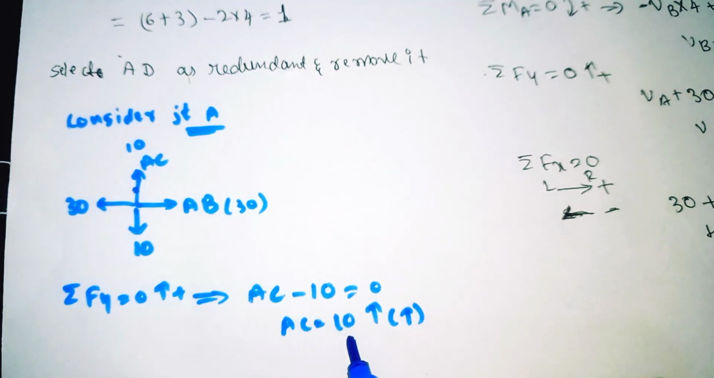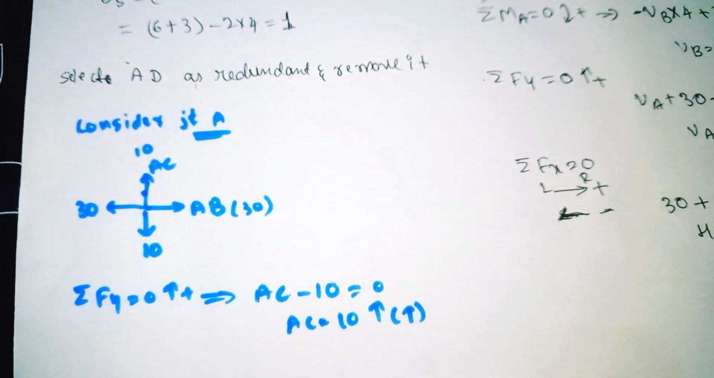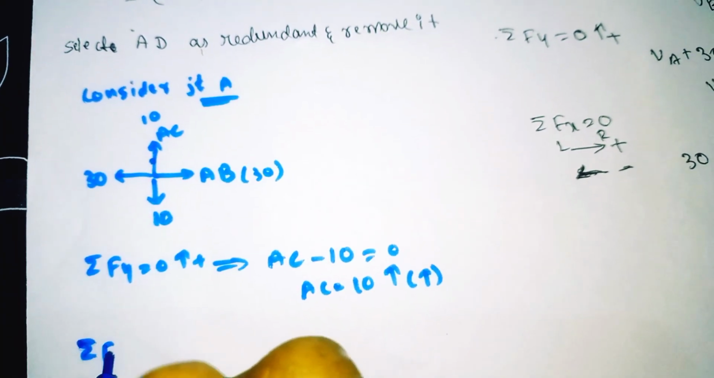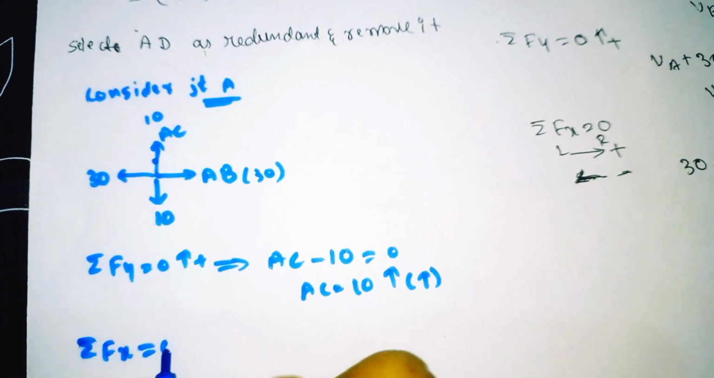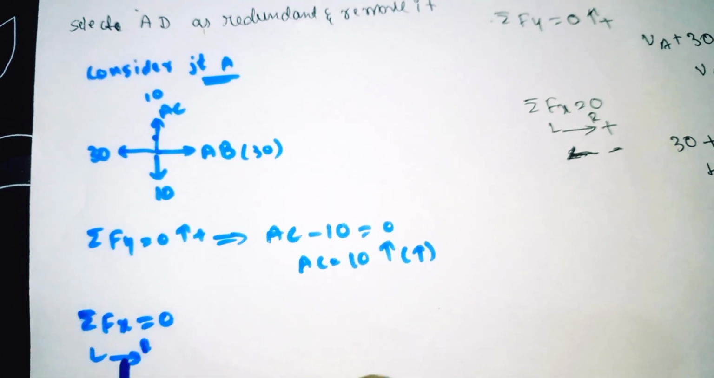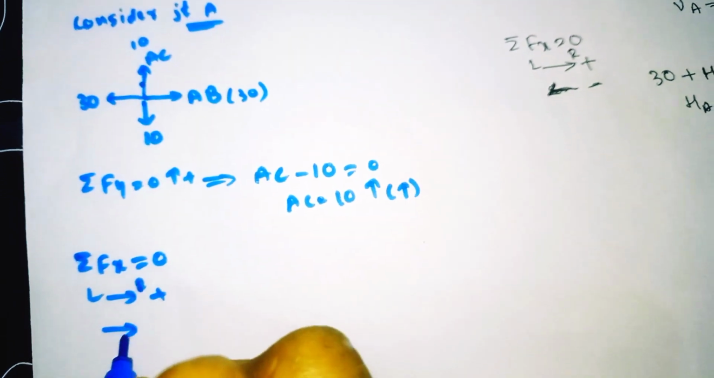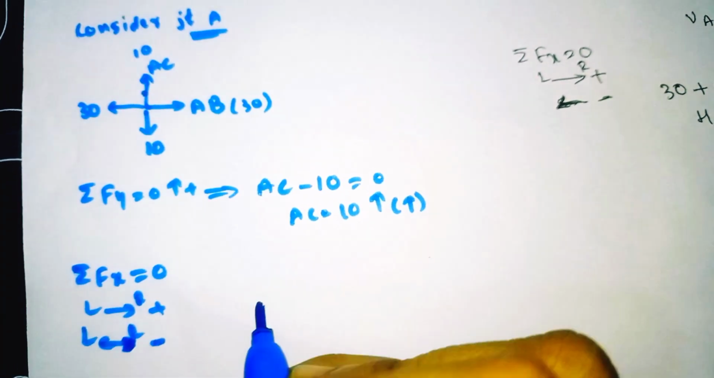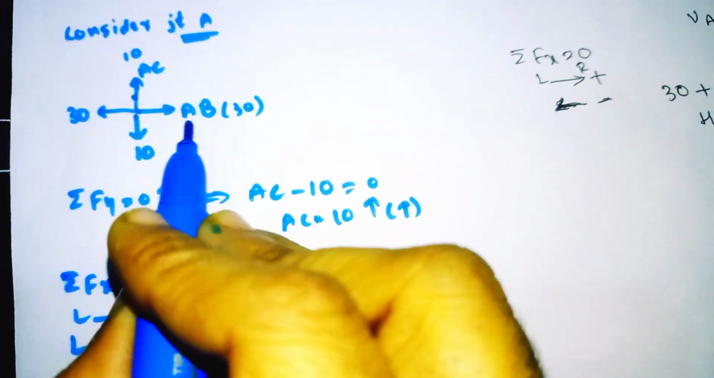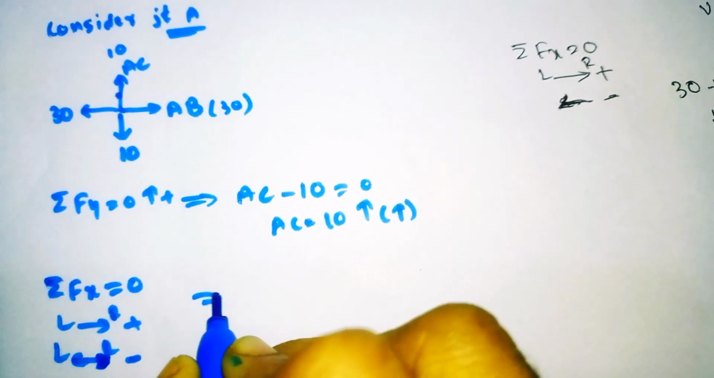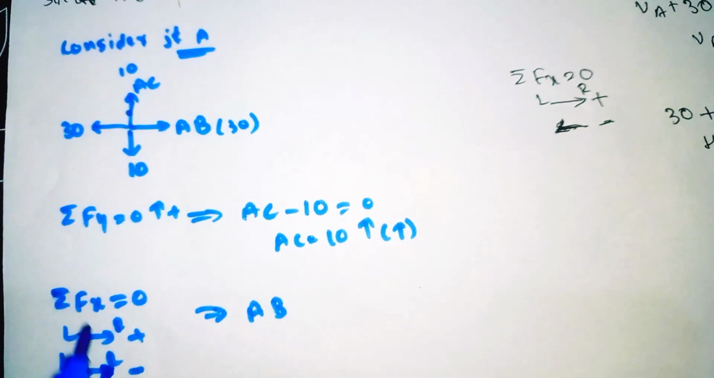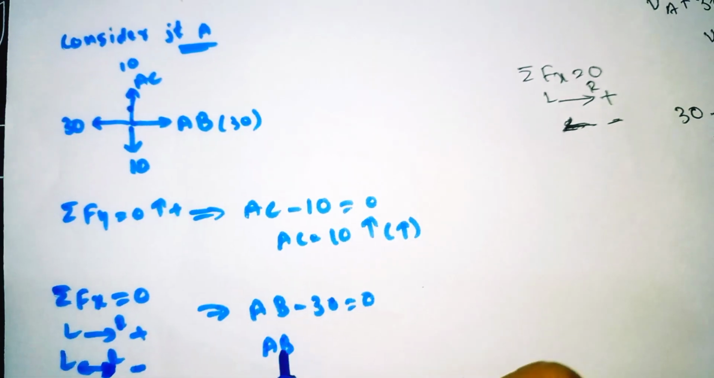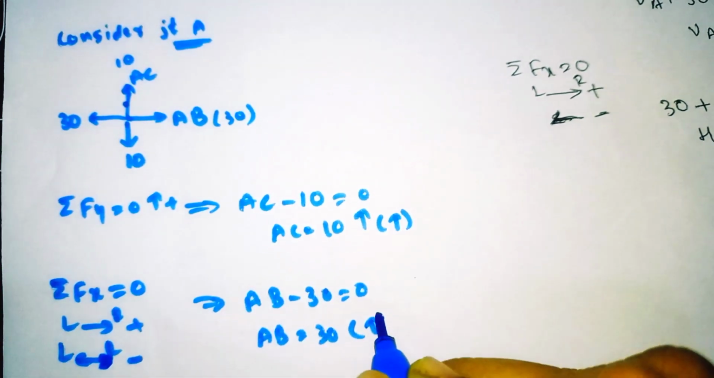When you get the answer in positive, I will tell you the sign convention. Wait, later I will tell you. First I will find AB also. Summation of all the horizontal forces is equal to 0. We need to take the forces moving from left to right as positive, and the forces moving from right to left we need to take as negative. And here the horizontal one, AB, is moving like this, so positive AB, and 30 is moving right to left, so we need to take the minus, so minus 30 is equal to 0. So our AB will come out as 30. So it is also positive. Positive means it is in tension.